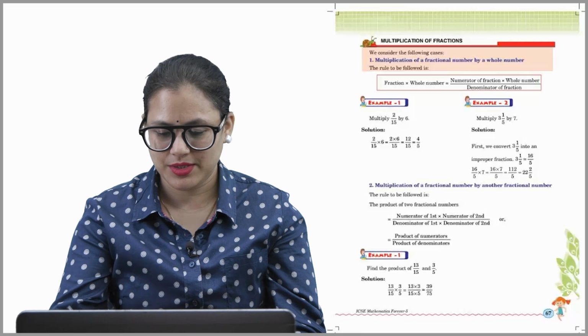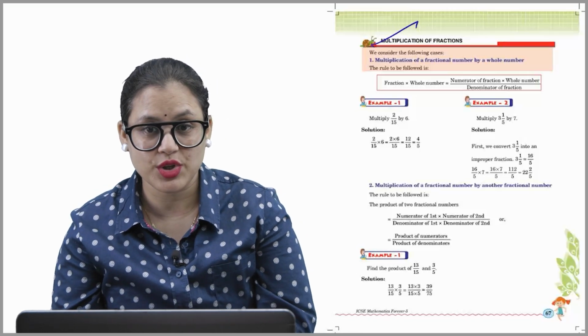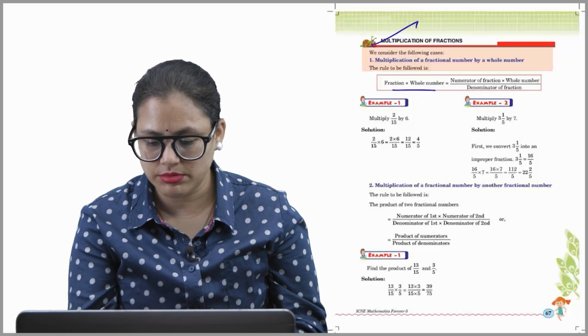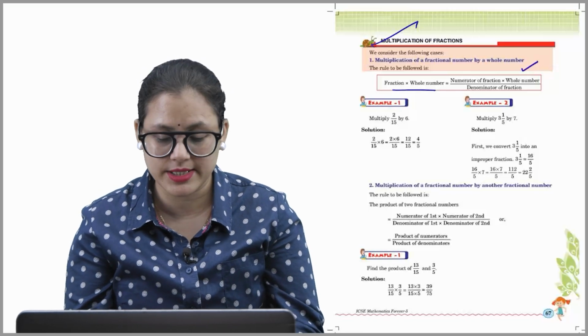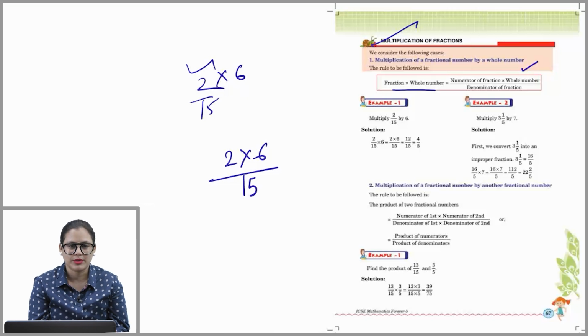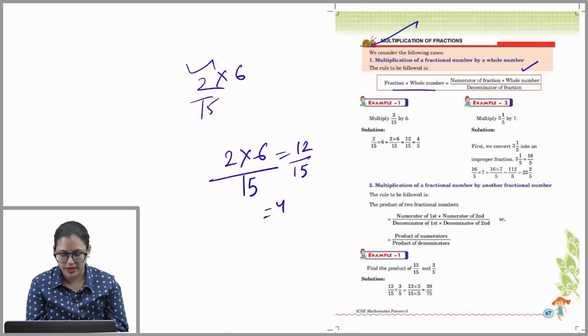Multiplication of fractions. We consider the following cases. Number 1, multiplication of a fraction by a whole number. The rule to be followed is: fraction into whole number is numerator of fraction into whole number upon denominator of fraction. For example, 2/15 into 6. So we will multiply numerator and the whole number and the denominator is common. So 12/15, we can reduce it into lowest terms also, 4/5.